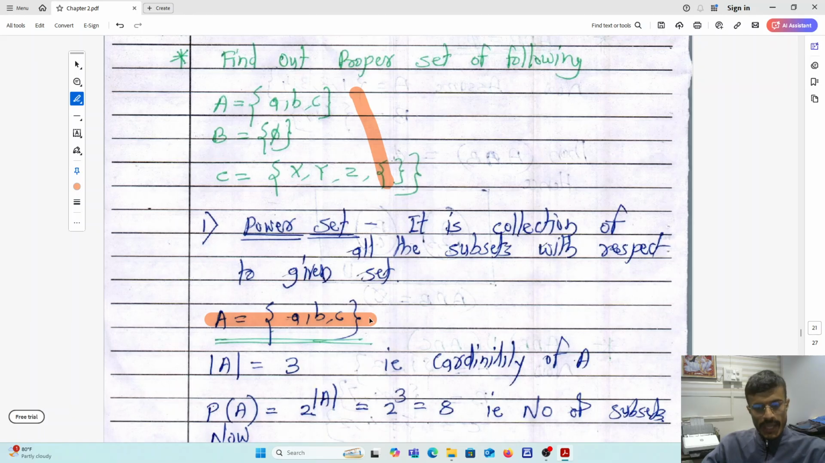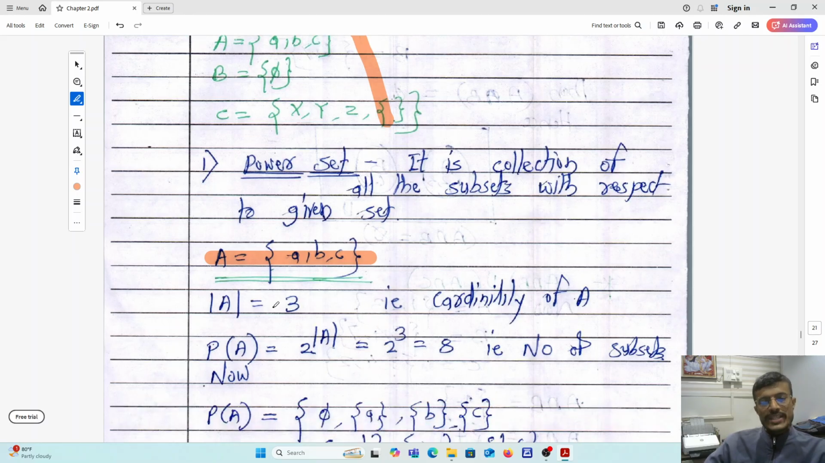Capital A is equal to {a, b, c}. So what is the cardinality of A? Cardinality means the number of elements present in A, that is equal to 3. So the power set of A, that is P(A), or 2 raised to |A|, gives you 2 raised to 3, which is equal to 8. Means the number of subsets will be equal to 8.